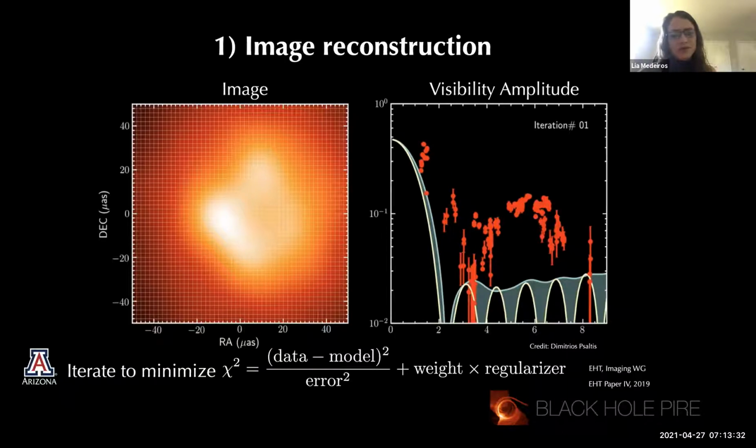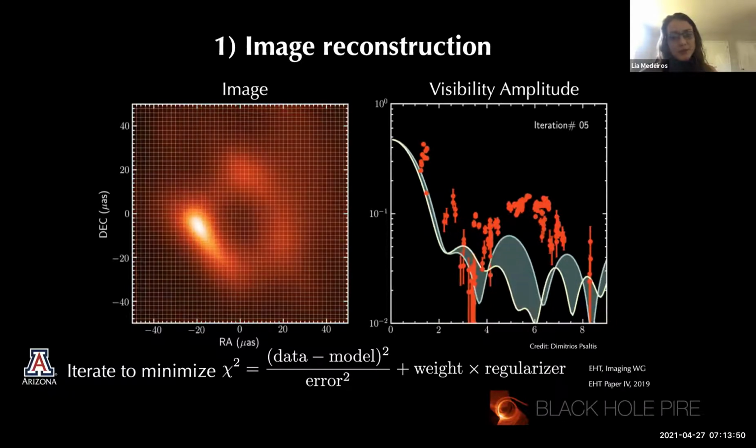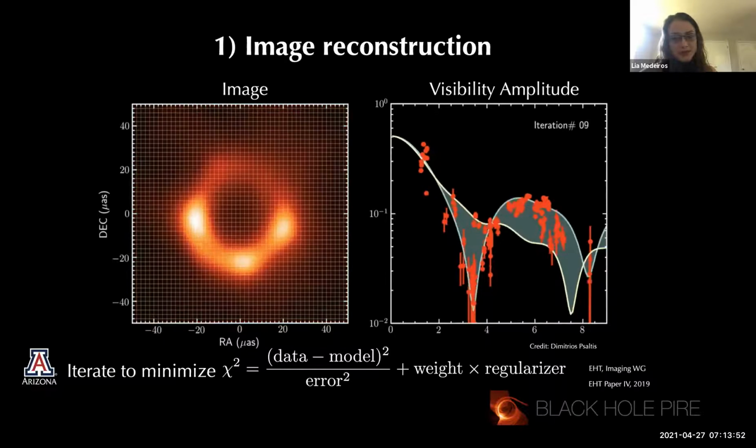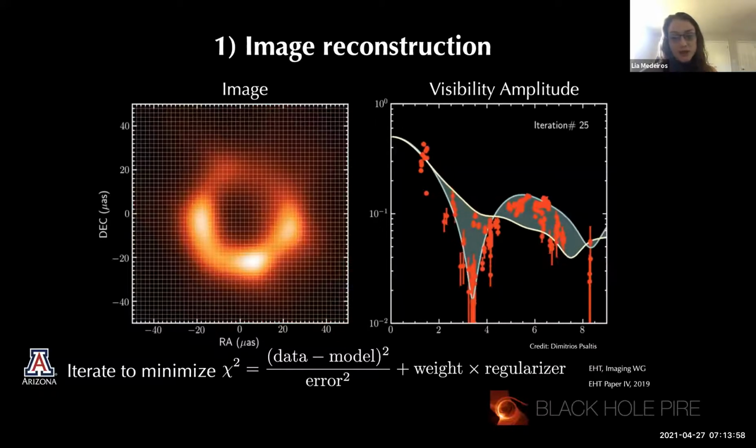And the 2 curves that you see on the right panel, this is the visibility amplitude of the image that I see on the left. So we're going to see how this algorithm will change the location of the intensity of the pixels to try to better approximate the data on the right. So we're only going to go through about 25 iterations here, but already you can see that we're doing a pretty good job approximating the data. And the image already looks quite similar to the image that the EHT actually published.